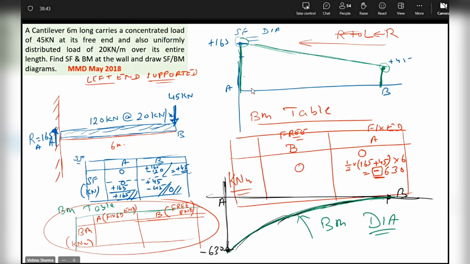So what have I done? I changed the order of my table. I put B first, then A. I always suggest my boys also do it like this. When you make the BM table, put here from free end to fixed end. It reminds you, and it conveys to the examiner also. And also put, by areas under SF diagram. Put these two remarks here in the bracket itself. You will never make a mistake if you do it like this.